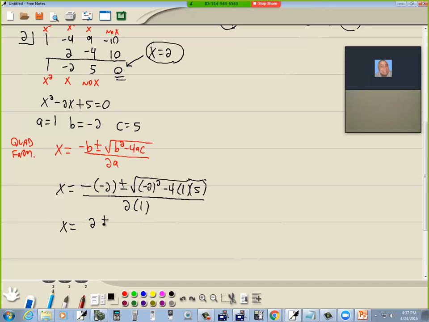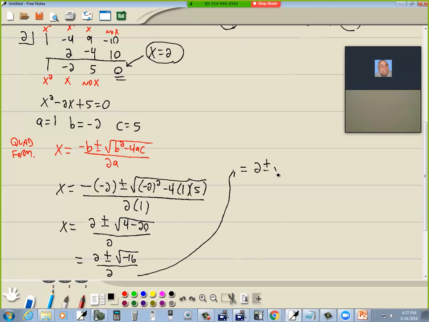It gives us 2 plus or minus square root. Negative 2 squared is 4. Minus 4 times 1 times 5 is 20. Over 2. Which gives us 2 plus or minus square root of negative 16 over 2. Which gives us 2 plus or minus square root of negative 16. That's negative 1 times 4 times 4.